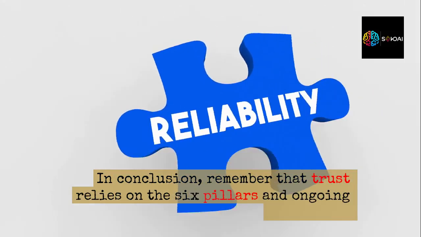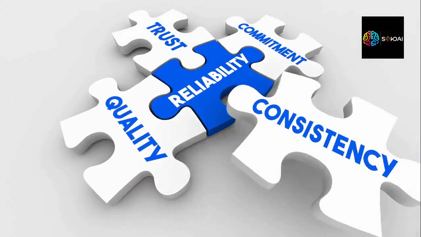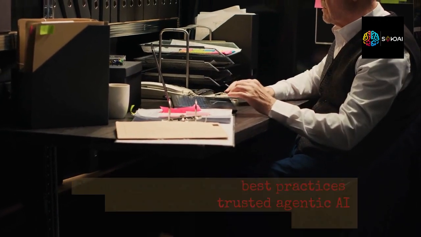In conclusion, remember that trust relies on the 6 pillars and ongoing commitment. By implementing these best practices, you can create trusted agentic AI systems.